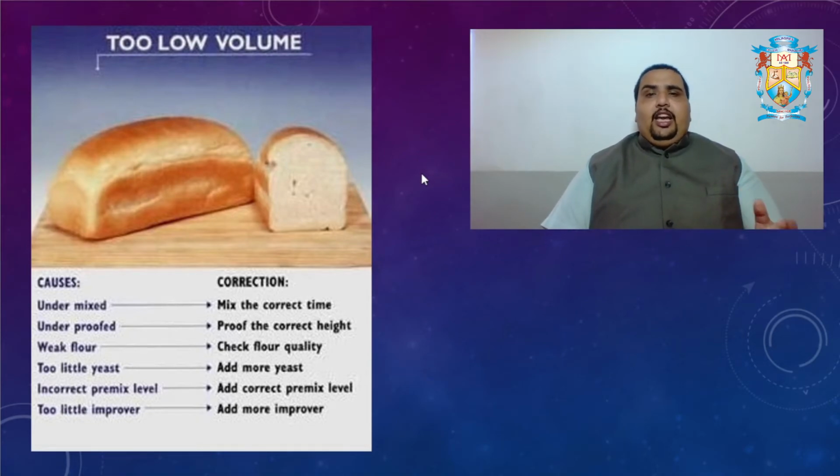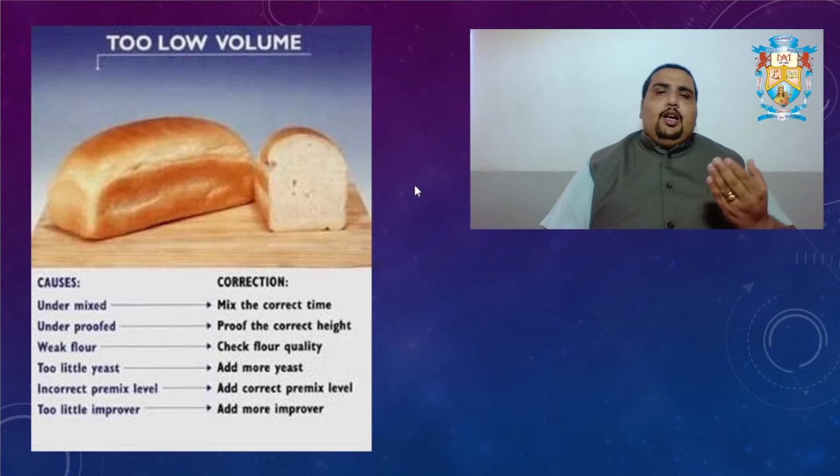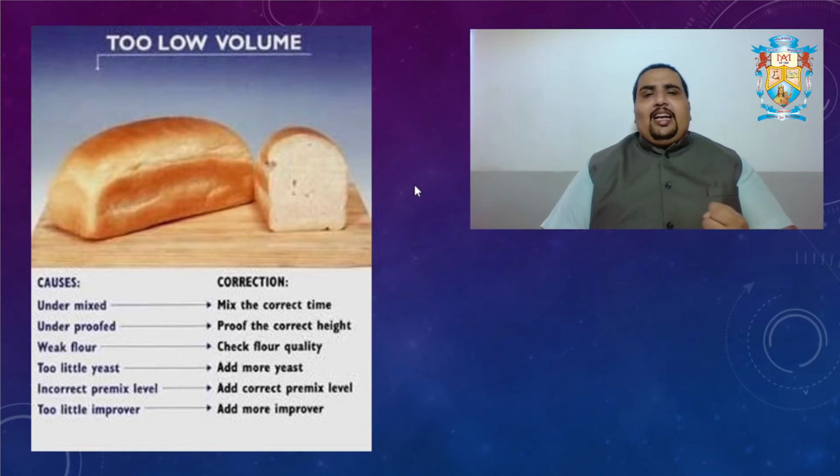Underproofed. Yes, again, proofing is not done properly. Weak flour. If weak flour is used, the protein content is very low in this weak flour. Now, what happens in this weak flour? Because of the protein content being very low, the proteins in the dough don't get activated, thus giving very little strength in the flour for it to rise.